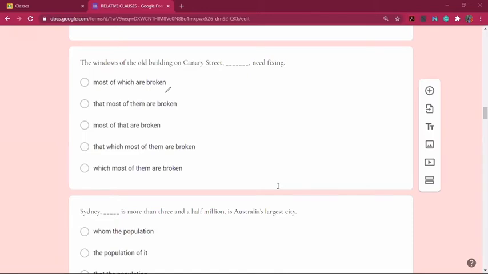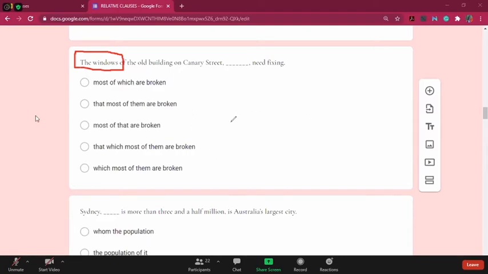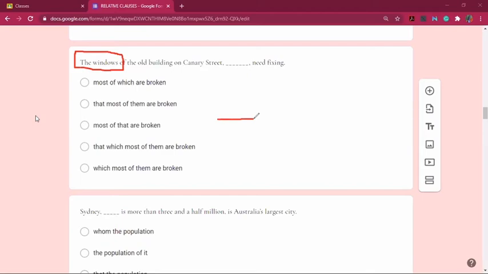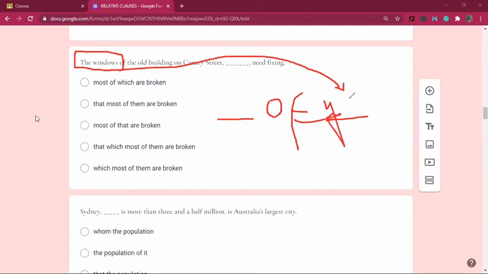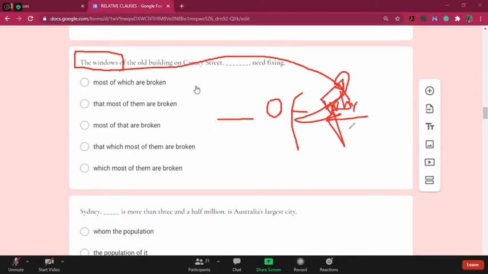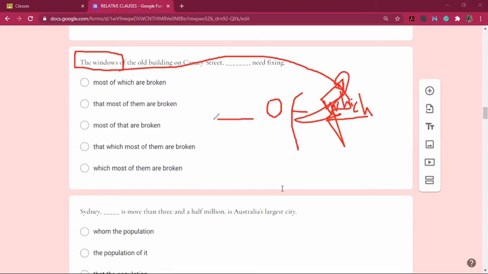The windows of the old, okay, I'm giving you a clue. It's the windows of the old building. So it talks about windows. Windows are objects. Most of them are broken. I told you, if you want to use quantity expressions, what is the structure? You use the quantity expression first, and then of, and then you use the relative word. The relative word for this, because it's a thing, an object, is which. So you have most of which are broken. So you have option A.